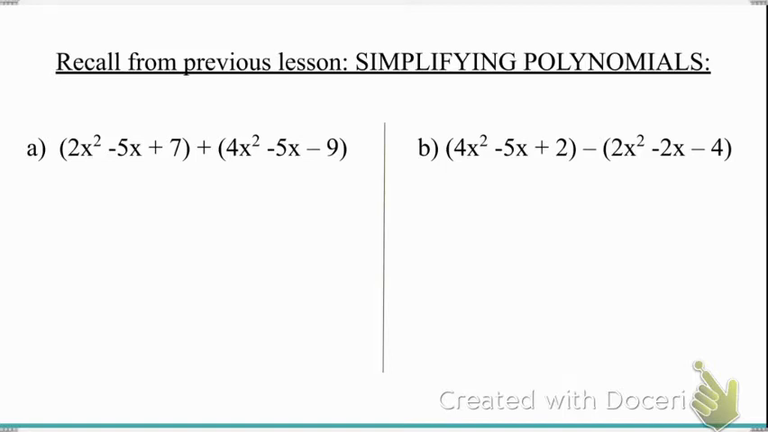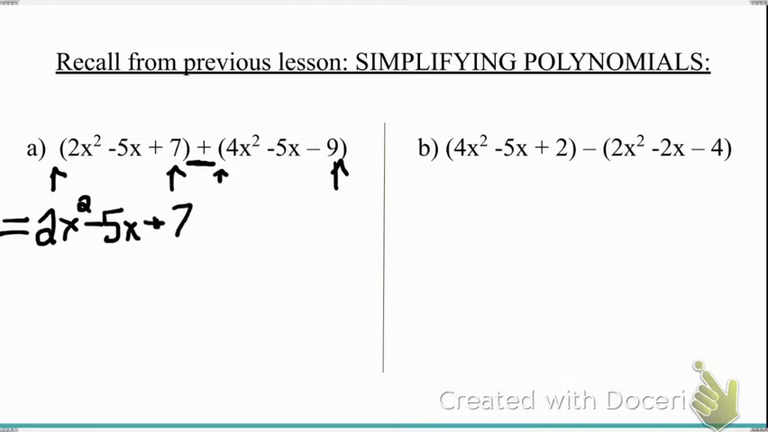So when you're adding polynomials like this, you can drop the brackets as long as there's an addition sign between them. So since there is an addition sign, we can drop these brackets and these brackets. Okay, and then we collect the like terms. So first let's drop the brackets. So I have 2x squared minus 5x plus 7. Then we've got plus 4x squared minus 5x minus 9.